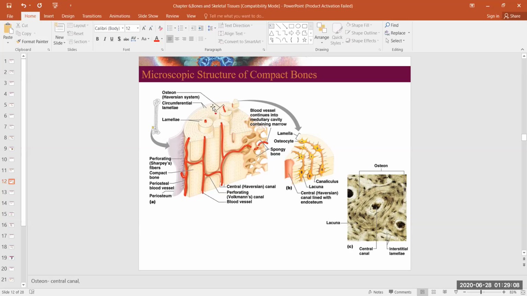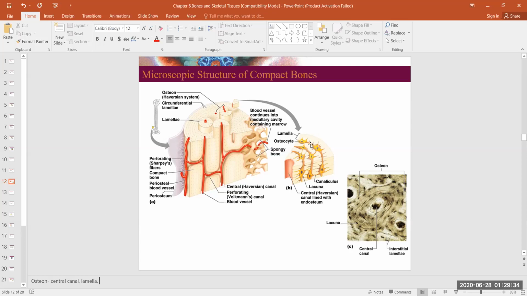And then some of them put matrix outside in the circumferential lamella. So the osteon contains a central canal, and around the central canal there is a layer, a circle or ring of layer of matrix. What is that called? Lamella. Singular is lamella, plural is lamellae.